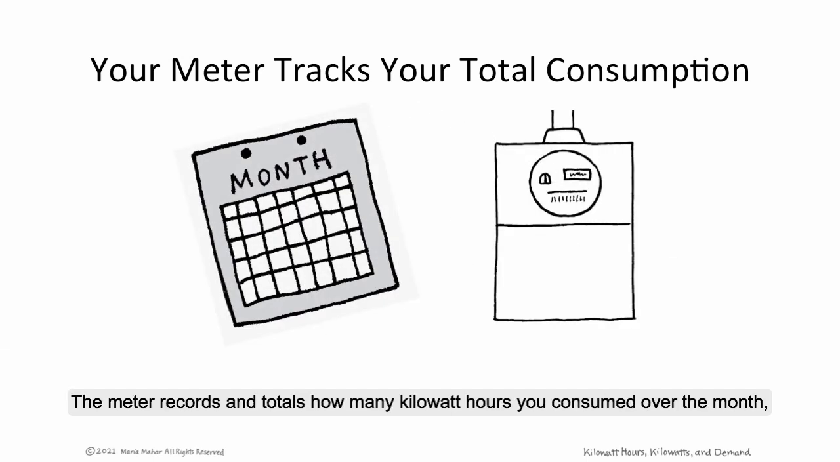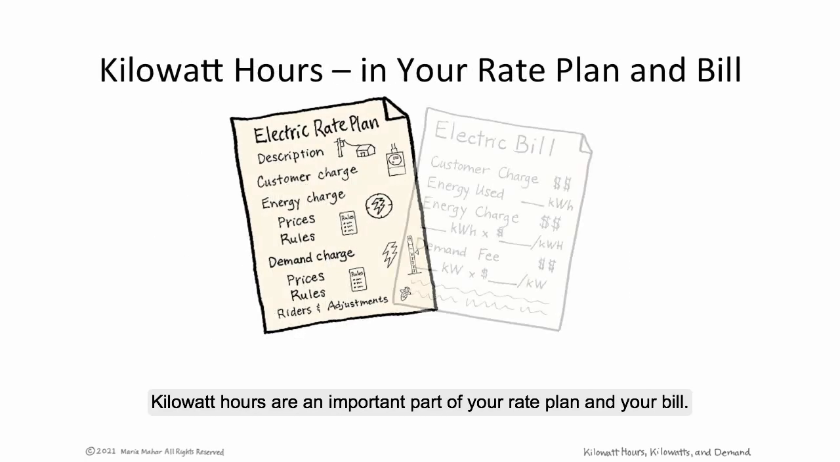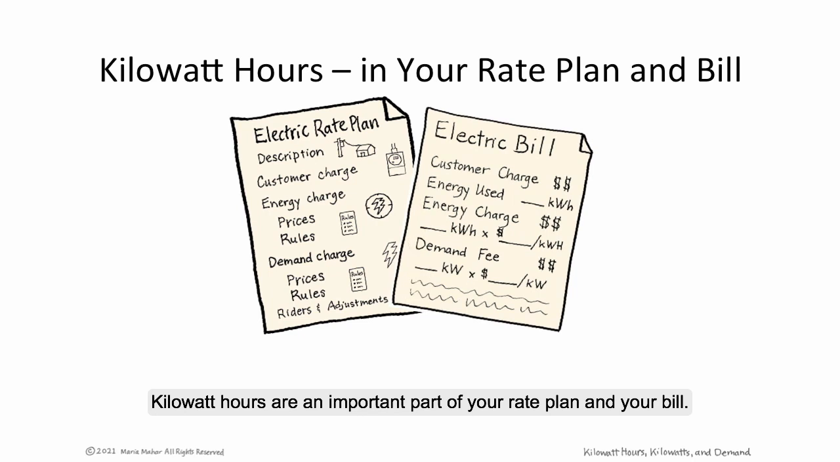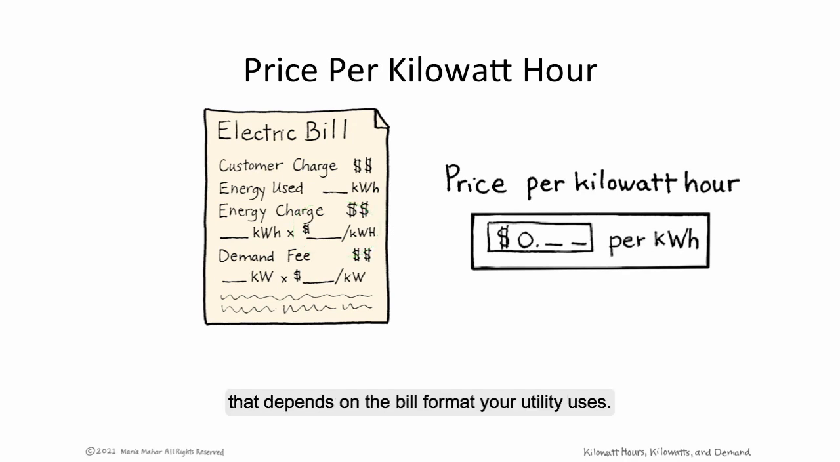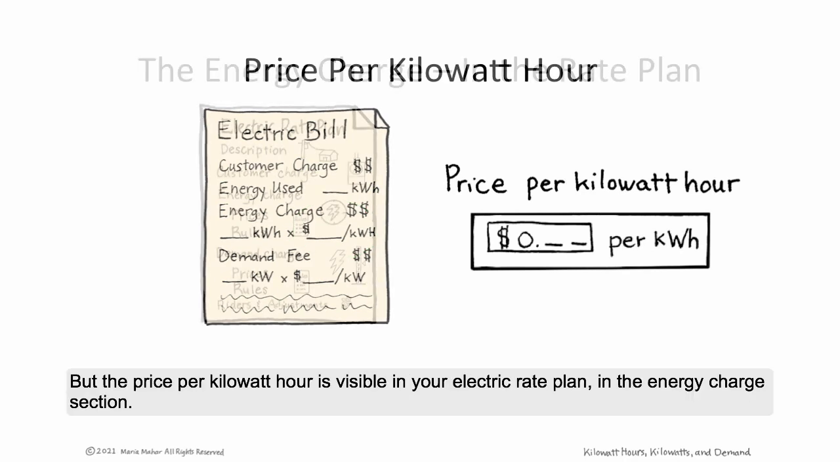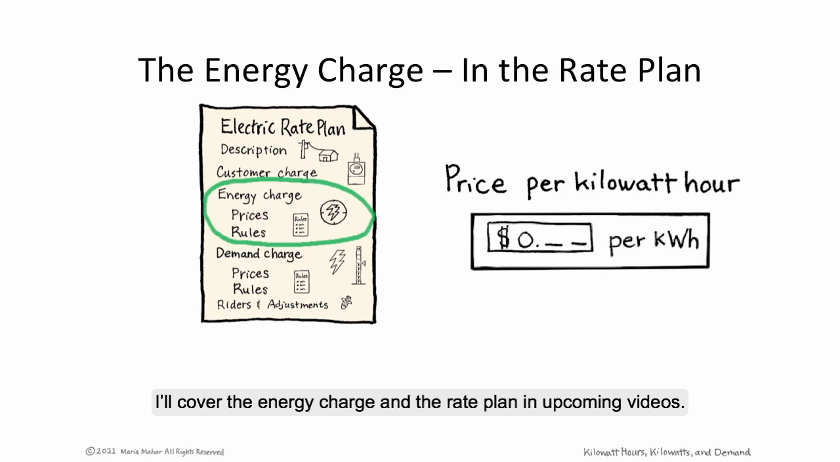The meter records and totals how many kilowatt hours you consumed over the month. And in some cases, the meter also records when you consumed those kilowatt hours. Kilowatt hours are an important part of your rate plan and your bill. The price per kilowatt hour may or may not be visible directly on your electric bill. That depends on the bill format your utility uses. But the price per kilowatt hour is visible in your electric rate plan in the energy charge section. I'll cover the energy charge and the rate plan in upcoming videos.